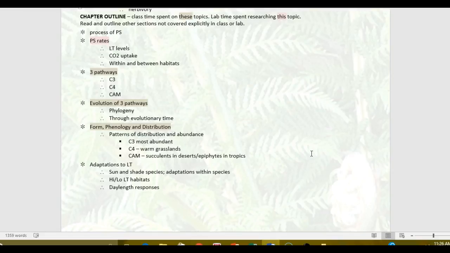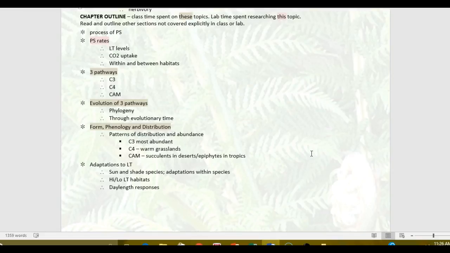So, chapter outline: class time will be spent on these topics. Lab time will be spent researching this topic. So for instance, we'll be working on soils, soil composition, soil organics, soil moisture, and I'm going to be doing that to demonstrate methods to you. Remember, this is a field-methods-rich course, so we're going to be working on that. Okay, so looking at the chapter outline.